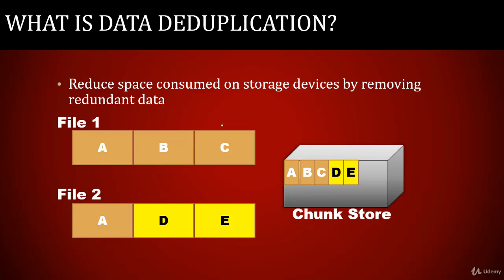So here, you can see A, B, and C are all the parts of file 1. When you look at file 2, the only part of file 2 that is duplicate is the A chunk. In the chunk store, it will not store a second copy of that A chunk. It knows that that's a duplicate. So what it does instead is it only stores the D and E chunks in the chunk store.